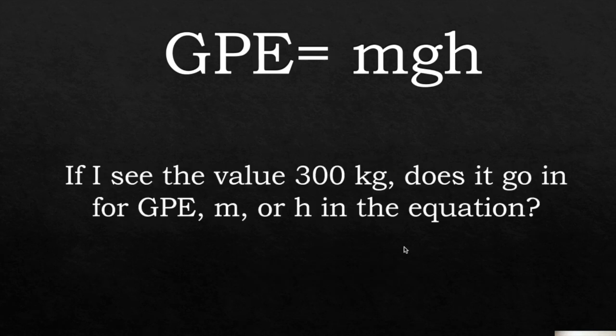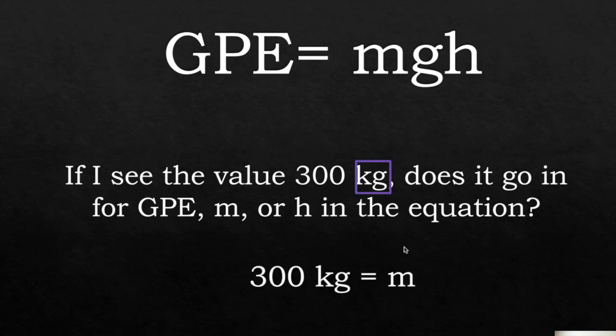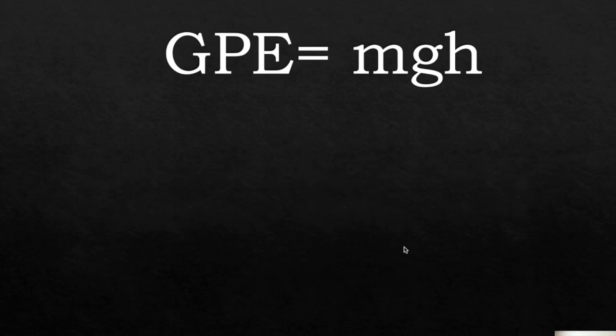How about 300 kilograms? If I see that, where would it go in the equation? Which letter does it stand for? The hint here is that it's in kilograms. Kilograms is a unit of mass, so you're going to know that 300 kilograms equals M.